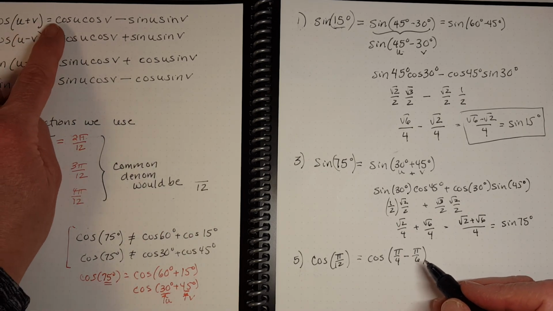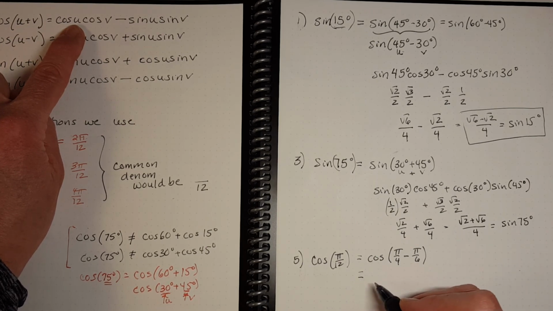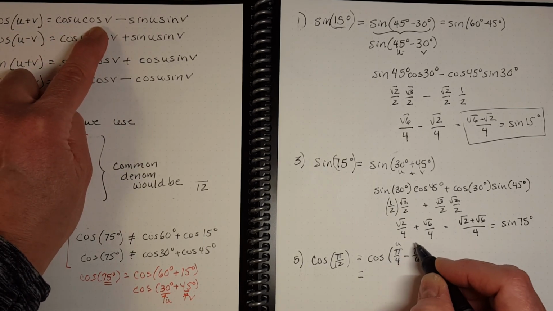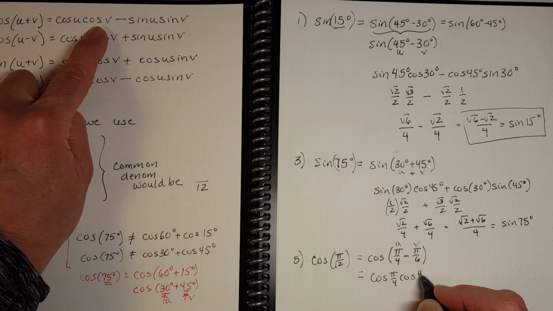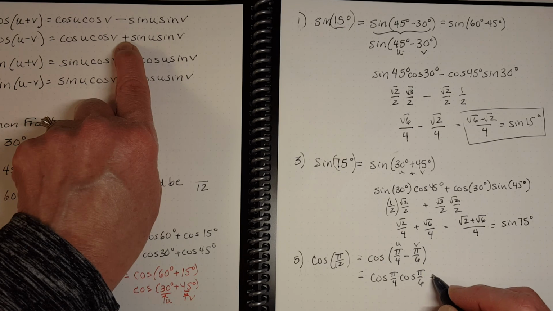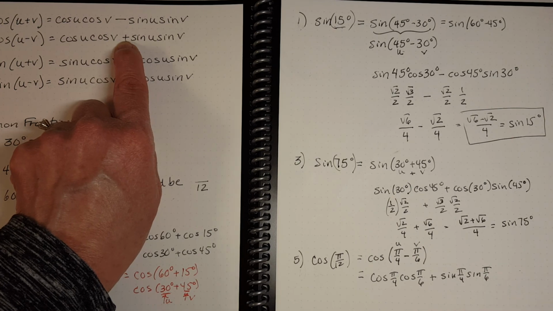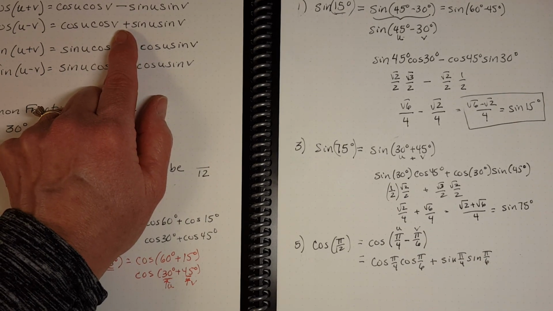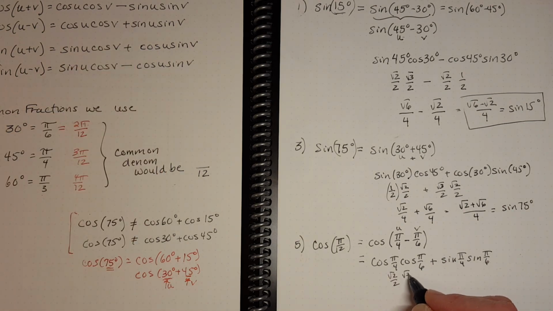So 3 pi over 12 minus 2 pi over 12 is just 1 pi over 12. Okay, so now we're in this formula up here, cosine of u minus v. And so we know that that's going to be cosine u, cosine v. So u is pi over 4 and v is pi over 6. So cosine of pi over 4, cosine of pi over 6. And then in the u minus v formula, it's a plus here. So plus sine of pi over 4, sine of pi over 6. We're almost done. Cosine of pi over 4, root 2 over 2. Cosine of pi over 6, root 3 over 2. Plus sine of pi over 4, root 2 over 2. Sine of pi over 6, 1/2.